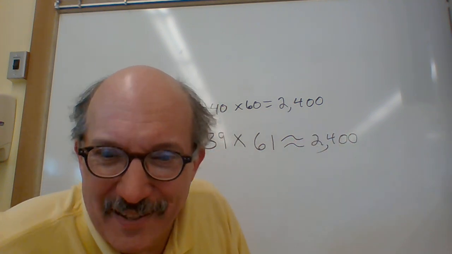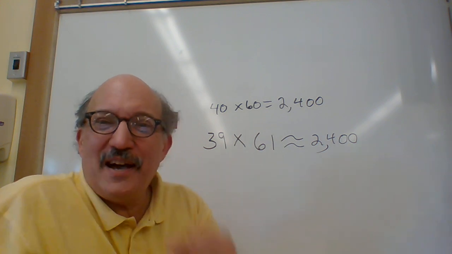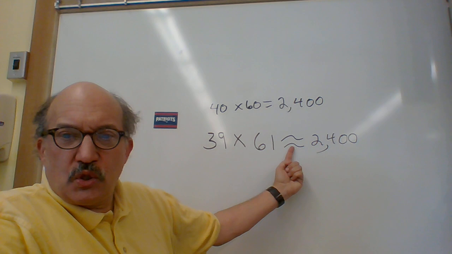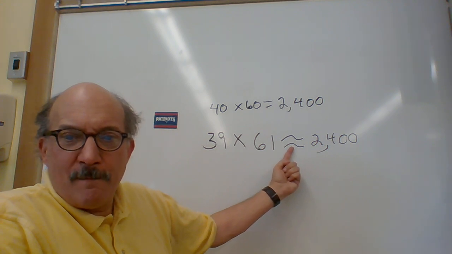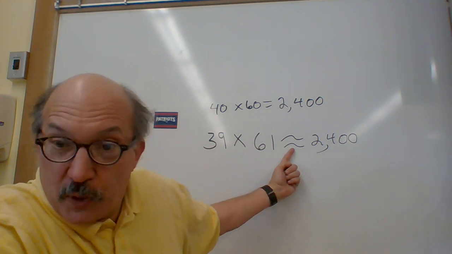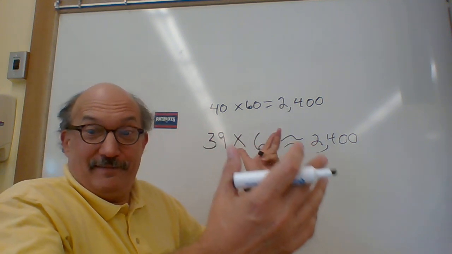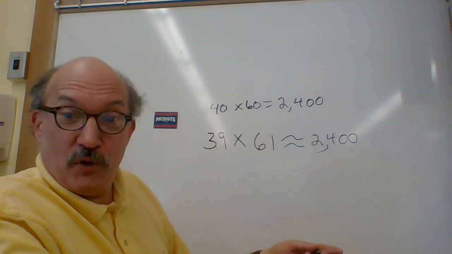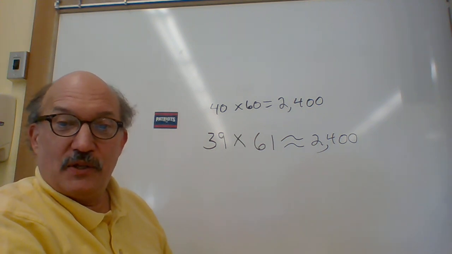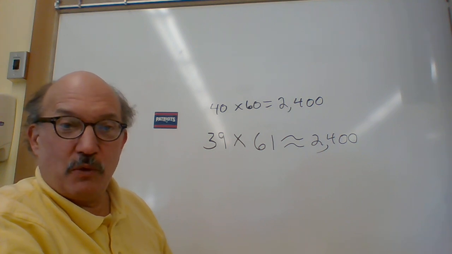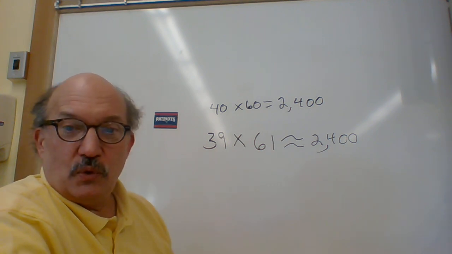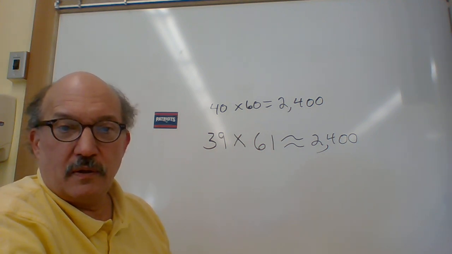I'm so happy because I just realized I could introduce another symbol to you. You see that squiggly equal sign there? You know what people in math call that symbol? A squiggly equal sign. At least that's what I call it. I've never heard it called anything else other than about equal to. That's what it means. The squiggly equal sign means about equal to. So 39 times 61 is about equal to 2,400.